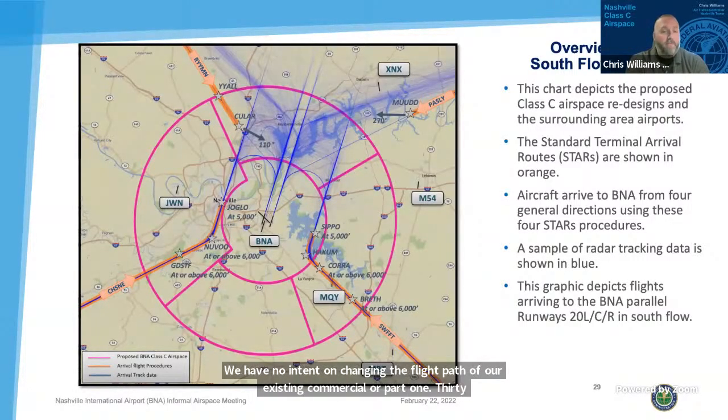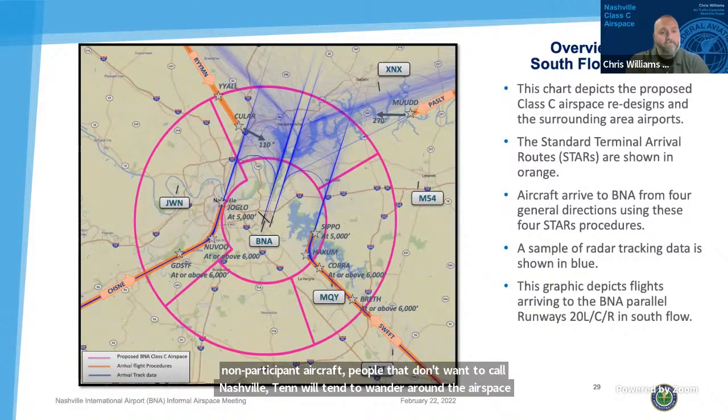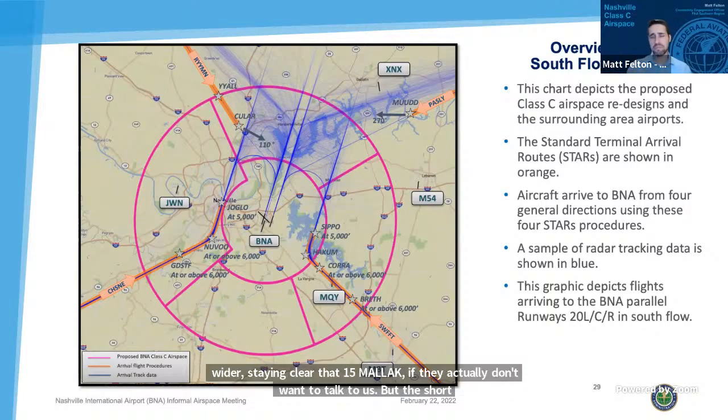But for VFR, what you may see is that non-participating VFR aircraft, people that don't want to call Nashville, will tend to have to go wider around the airspace. So you may see some people flying over your house that aren't normally there, and they're probably just transitioning wider, staying clear of that 15-mile arc if they don't want to talk to us. But the short answer is no, you should not see a change in flight path, especially from our common operators in the airspace. So there's no change in the flight path. One concern, and this kind of goes into the next question.